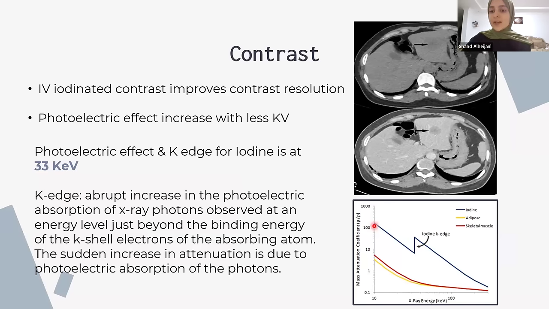Now for contrast, we said we inject contrast to improve the resolution. You can see structures more clearly. Which resolution is enhanced by contrast? Obviously from its name, but also when you think about it, when you inject contrast, you want to see different shades, and different shades we said is related to contrast resolution. So IV iodinated contrast improves contrast resolution. You can see here these images. Which one has contrast? Is it the top one or the bottom one?